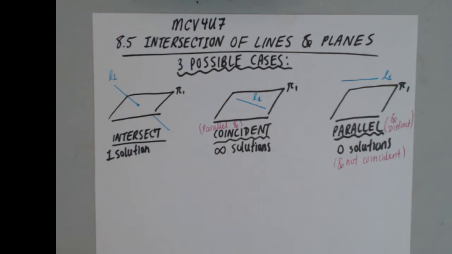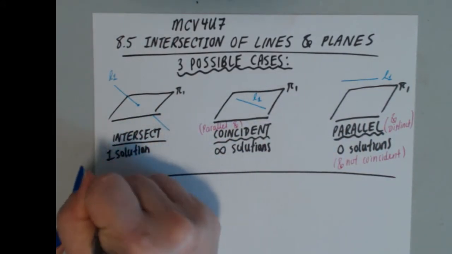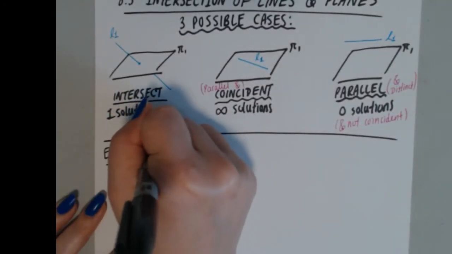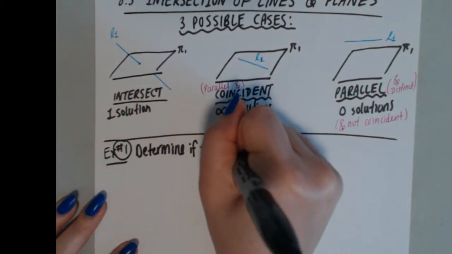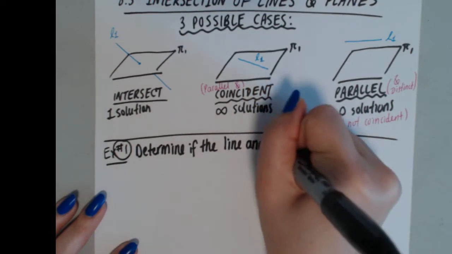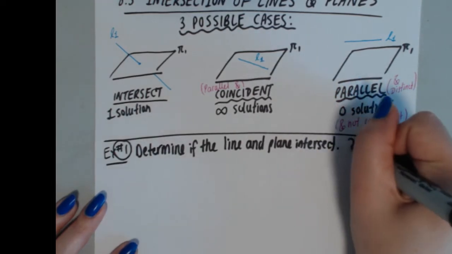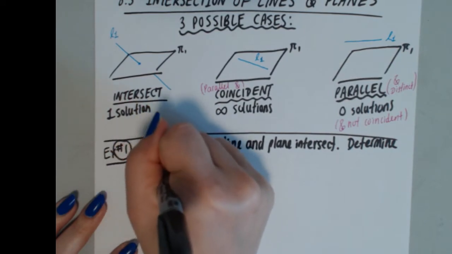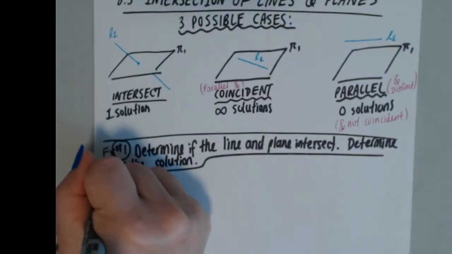All right, so let's jump into an example. So example 1. Determine if the line and plane intersect. And then once we do that, we need to determine the solution. All right, so let's do part A first.